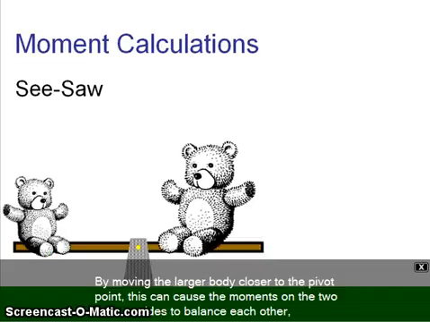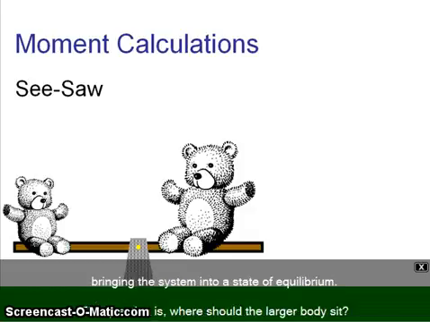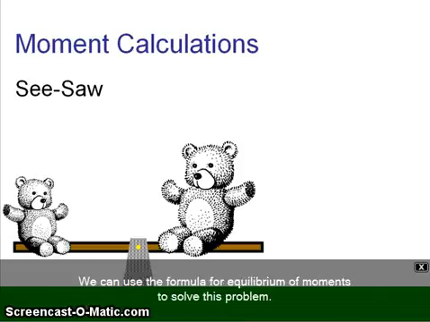By moving the larger body closer to the pivot point, this can cause the moments on the two sides to balance each other, bringing the system into a state of equilibrium. The question is, where should the larger body sit? We can use the formula for equilibrium of moments to solve this problem.